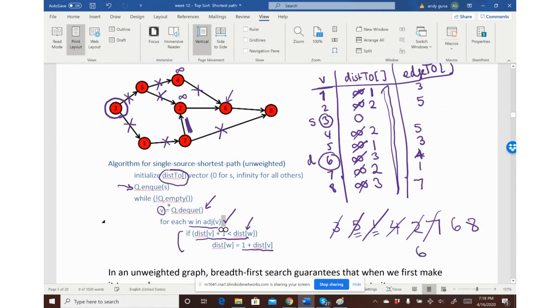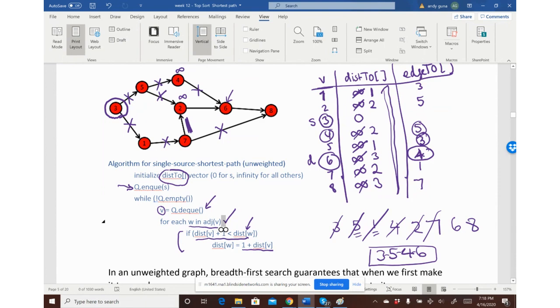Remember, 6 is the destination. How did we get to 6? We got to 6 from 4. How did we get to 4? We got to 4 from 5. How did we get to 5? We got to 5 from 3. So if you take the path 3 to 5, 5 to 4, 4 to 6, that's how you get the actual path. It's sort of a backtracking kind of algorithm, so essentially you are saving the previous node.